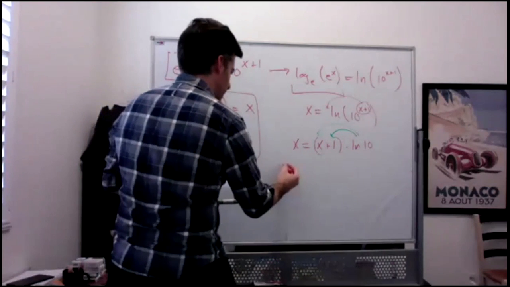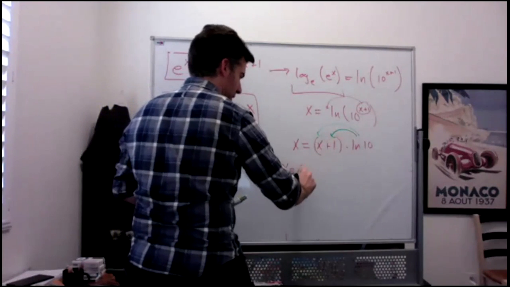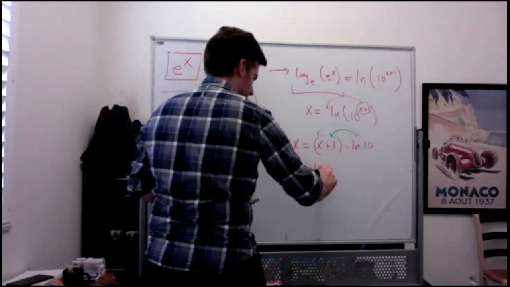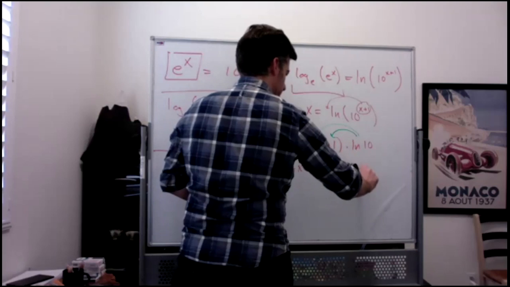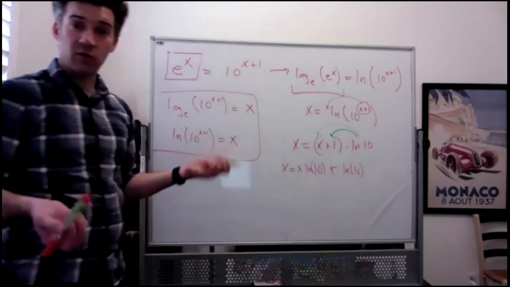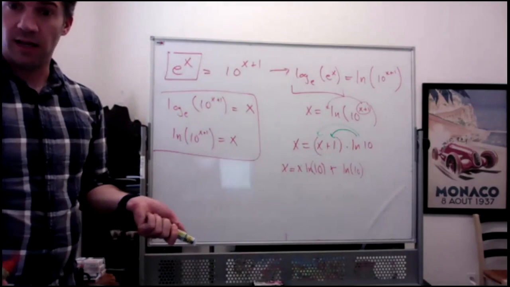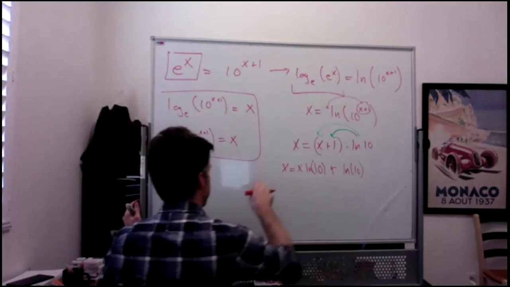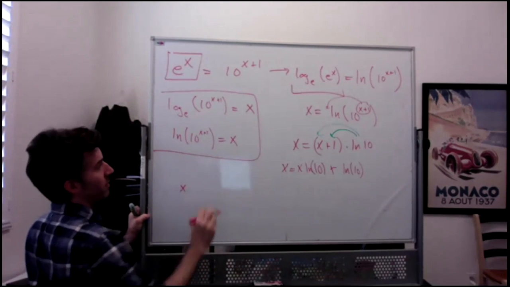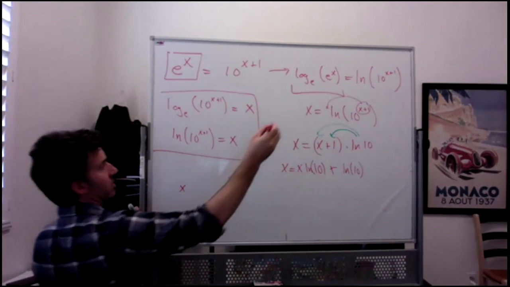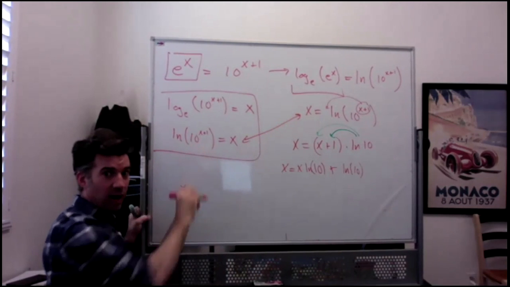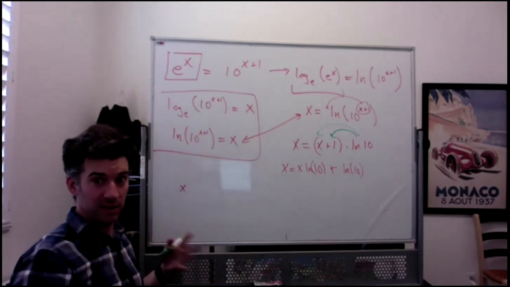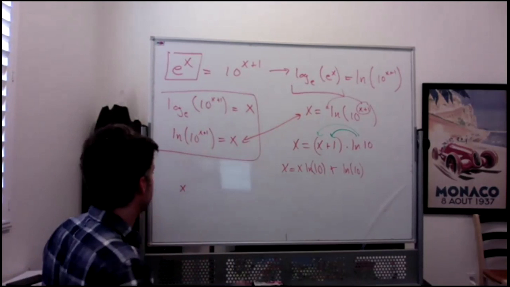So I have x equal to x times natural log of 10 plus 1 times natural log of 10. And now I'm going to group all my x's on one side and solve for x. So bring this over to the left. Oh, by the way, I will point out, right here, the equation is the same as right here. So either way, we would have gotten to the same place, whichever way you want to think about it.